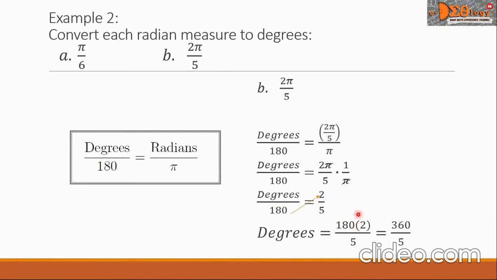Simplifying further, the 180 times 2 is 360. Again, the denominator 5 is there. And 360 divided by 5 equals 72. We will now affix the degree symbol. So our answer is 72 degrees. To conclude, the radian 2 pi over 5 is equal to 72 degrees. This is our final answer.